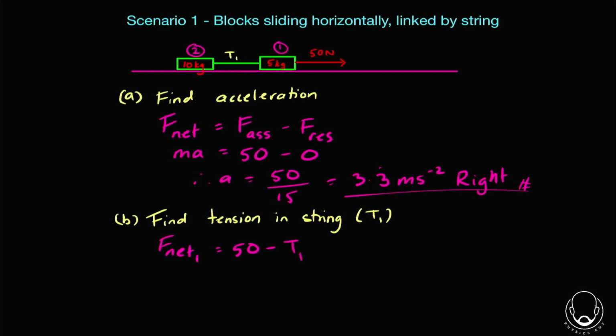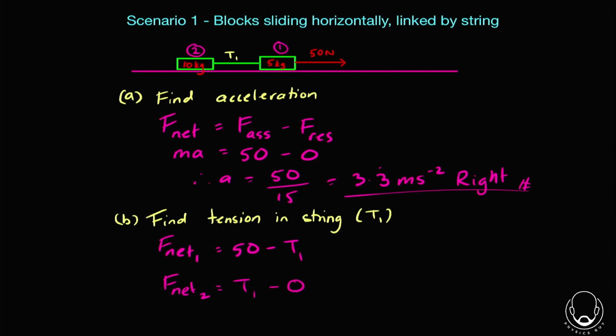We can also do the same thing for the net force on object 2, Fnet2. Here, the force assisting its motion is T1 again, acting along the string, always away from the mass, so it's acting towards the right. Resisting its motion, there's nothing acting towards the left on the 10 kilo mass, so it's just T1 minus 0.